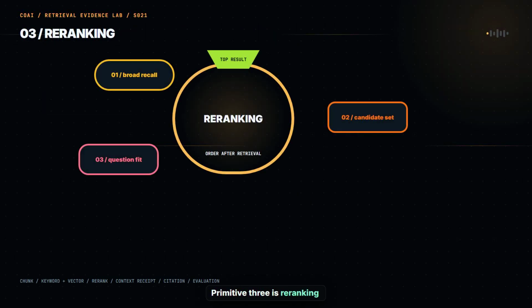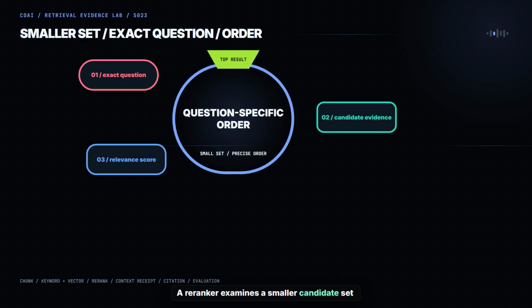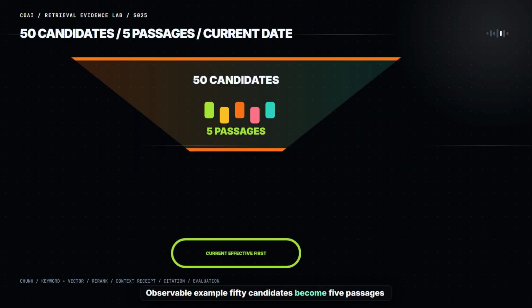Primitive 3 is reranking. The first search stage favors recall. A reranker examines a smaller candidate set and orders it for the exact question. Use case: distinguish the current policy from an archived policy with similar language. Observable example: 50 candidates become 5 passages with the current effective date and matching jurisdiction ranked first.